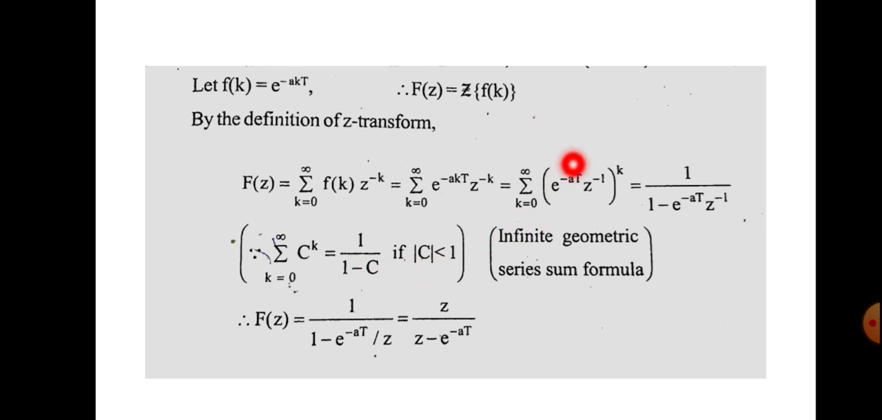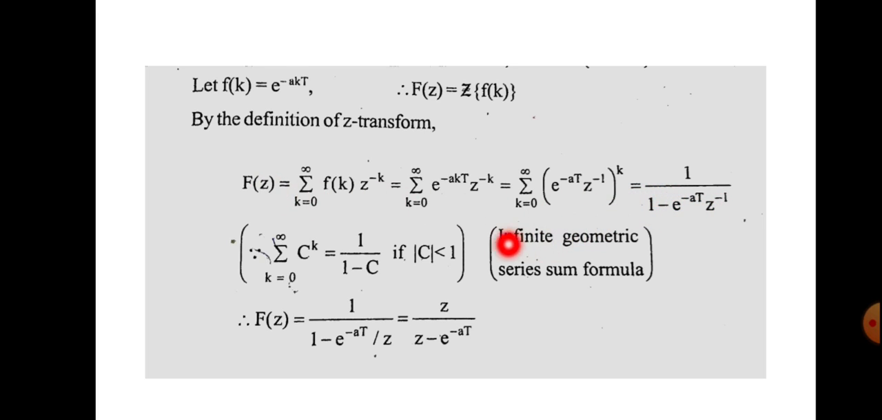Here you can find that this is in the form of c raised to k. Here c is less than 1, so we can write it as 1 by 1 minus c. Instead of c you can put e raised to minus at z inverse. So this is the infinite geometric series sum formula. So now we have F of z will be equal to this quantity.